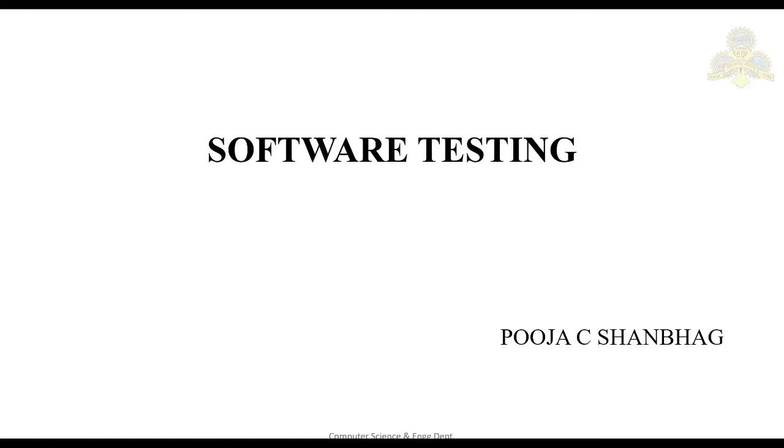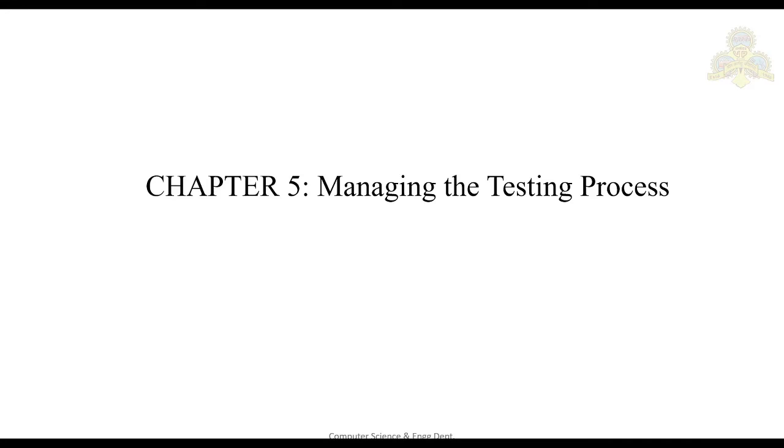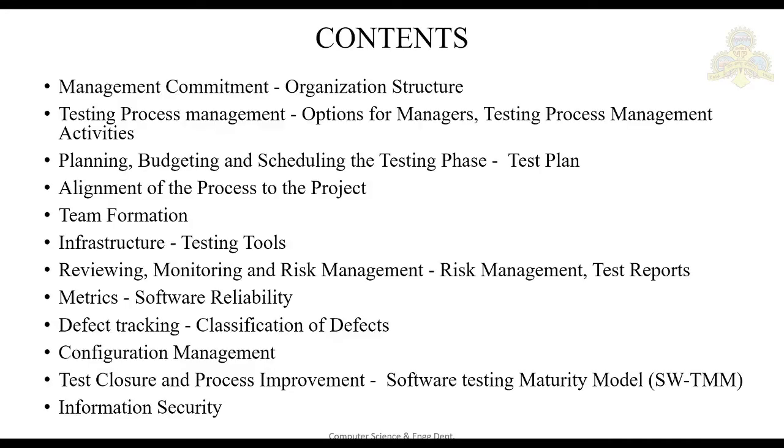So today we'll get started with the fifth chapter, that is managing the testing process. First we'll check the contents of the chapter. Here we will understand everything related to managing your testing process. What are the things which will come in managing the testing process? Who is responsible for that? How is the team structure? Then how can you do the classification of the defects? These all things come into your contents.